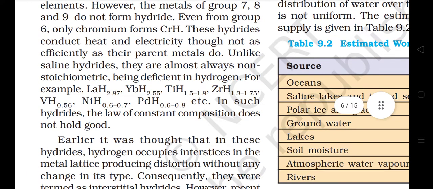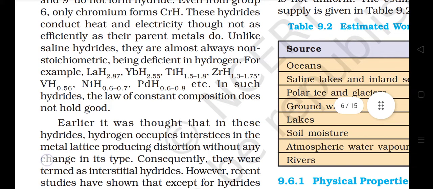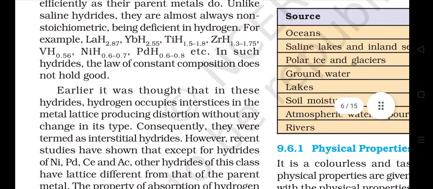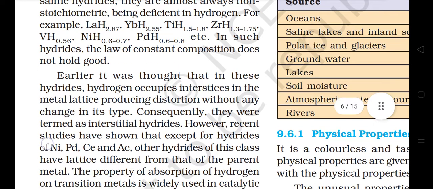Unlike saline hydrides, they are almost always non-stoichiometric, being deficient in hydrogen. For example, LaH2.87, YbH2.55, TiH1.5 to 1.8, ZrH1.3 to 1.75, VH0.56, NiH0.6 to 0.7, PdH0.6 to 0.8, etc. In such hydrides, the law of constant composition does not hold good.